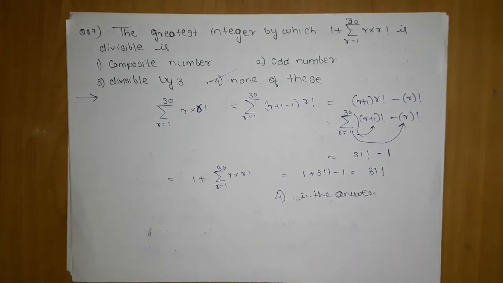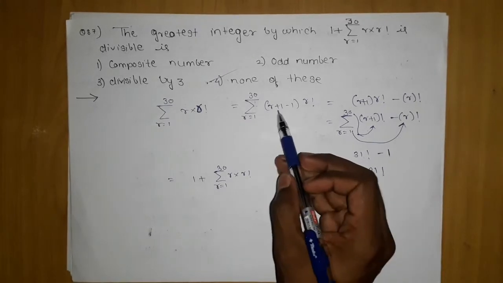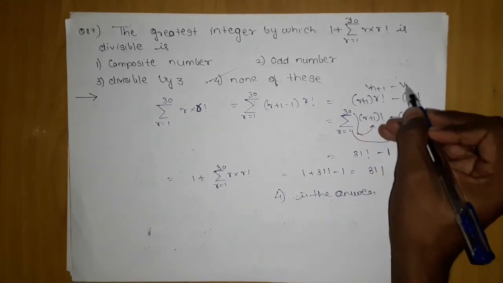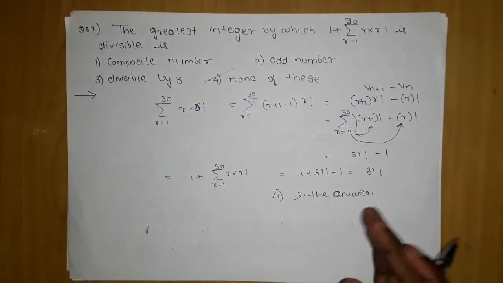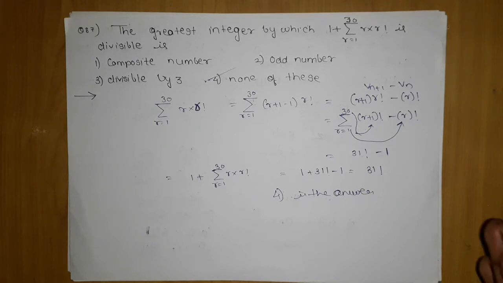Now listen. Whenever r into r factorial arrives, plus 1 minus 1, try to create the Vn method. This is Vn plus 1 minus Vn. Then we apply the summation. We have discussed the Vn method in detail, so while solving problems I am applying it directly. If you refer to my class where I was teaching sequence and series, you will completely understand why I am doing it directly. So now let's move on to the next question.